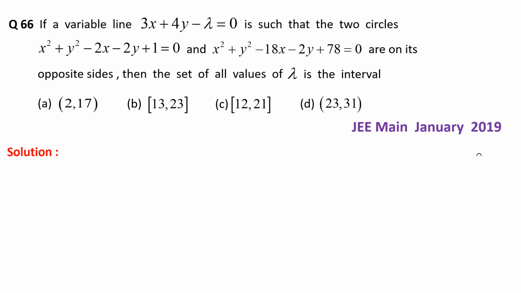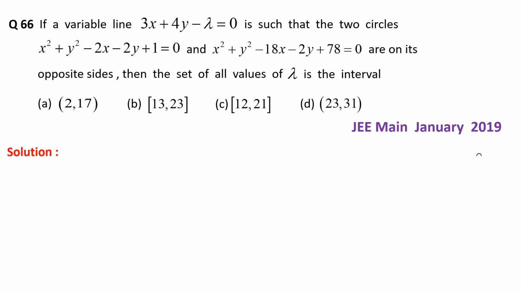Myself L.S. Nanda. Now in our previous year question series of JEE Main and JEE Advanced, this is today's question. This question involves the concepts of circle and straight line. It says if a variable line 3x + 4y - lambda = 0 is such that the two circles x² + y² - 2x - 2y + 1 = 0 and x² + y² - 18x - 2y + 78 = 0 are on its opposite sides, then the set of all values of lambda is the interval.